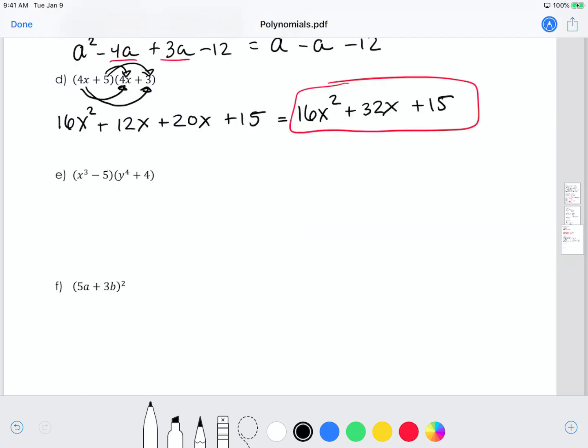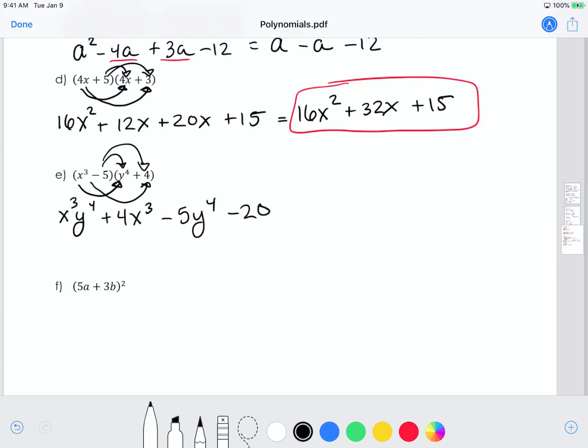Okay, example E, we have x to the third minus 5 times y to the fourth plus 4. So I'm going to take x to the third times y to the fourth. Now those bases I can't combine because they're different. So I'm just going to leave it as x to the third y to the fourth. And x to the third times 4, which gives me 4x to the third. And then minus 5 times y to the fourth gives me minus 5y to the fourth. And then minus 5 times 4 gives me a negative 20.